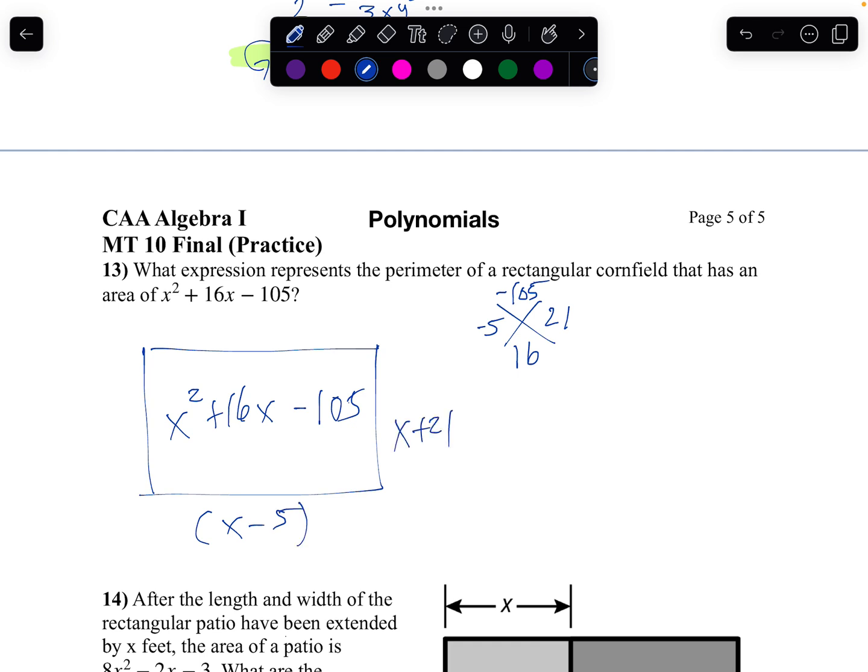Now, I didn't ask for the length and width. I asked for the perimeter. So we're going to add up all four sides. Notice I have four x's. 21 plus 21 is 42. Minus 10 would be 32. And there is our perimeter.